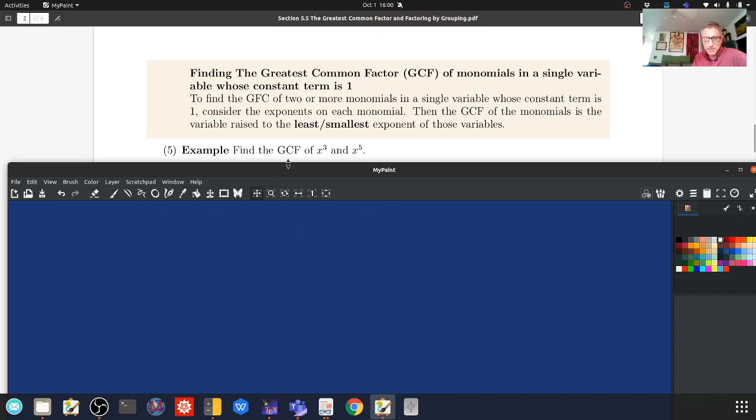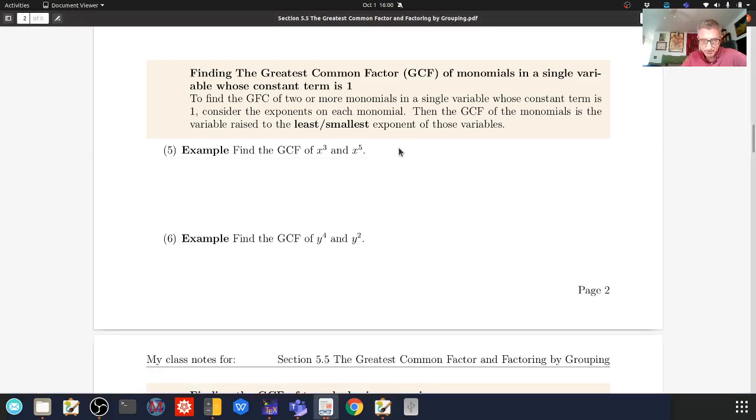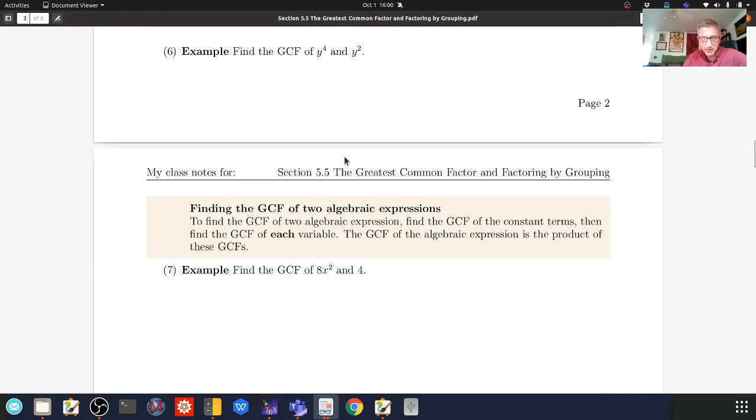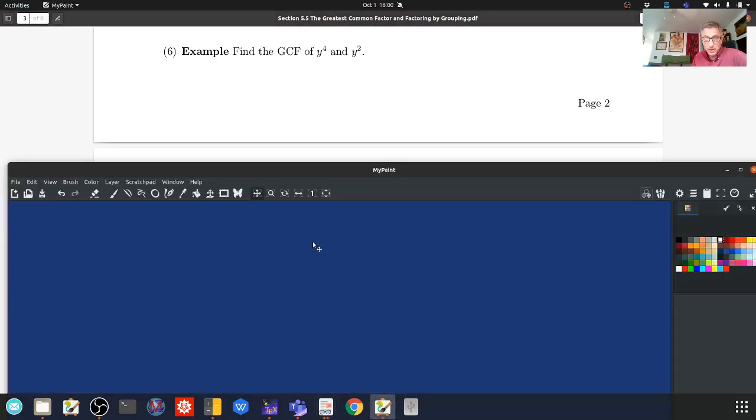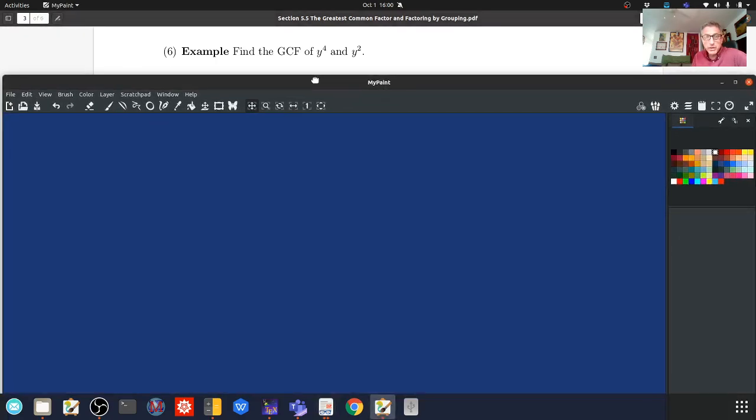You don't really have to worry about this. This is really the simplest part. This is the simplest thing you'll ever do in this particular class. You just can't get it mixed up with other things, because if you were looking for the least common denominator or the least common multiple, you would take the larger of the two. But we're looking for the greatest common factor. We have y to the 4th and y squared. And we take the smaller of the two.